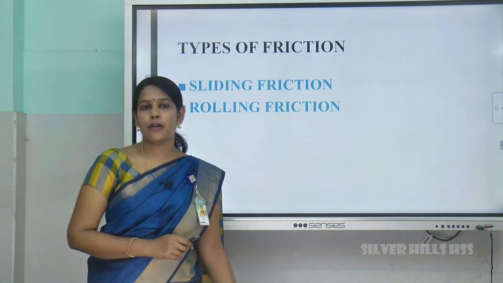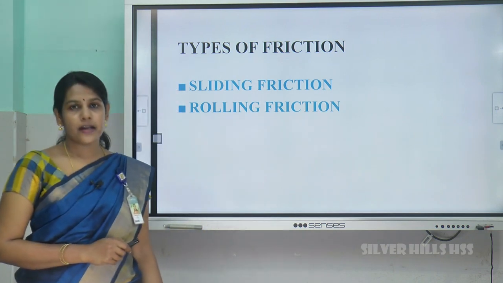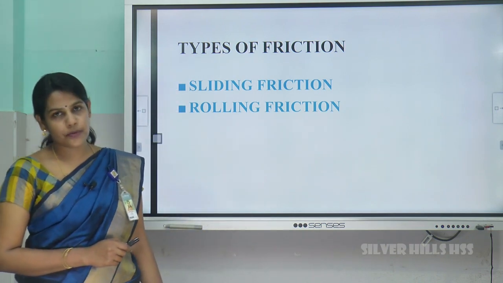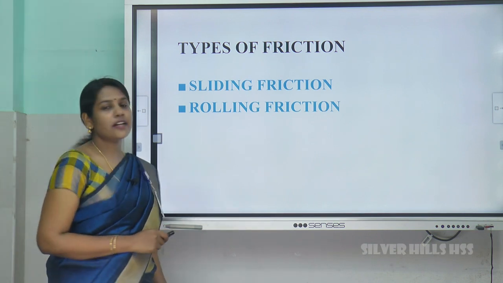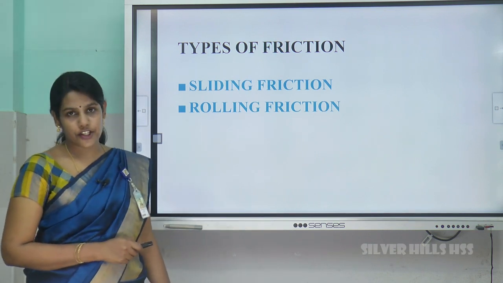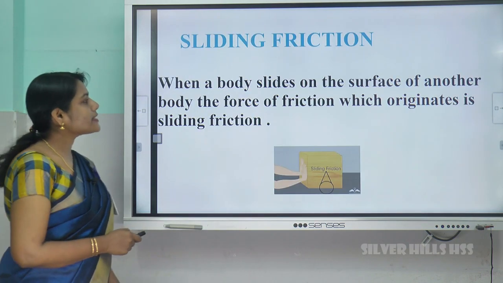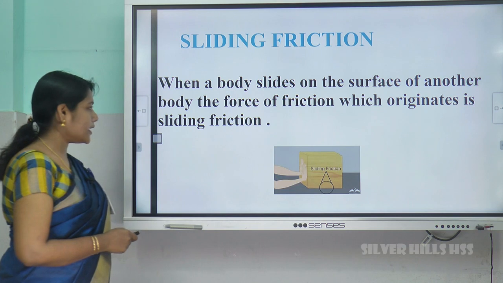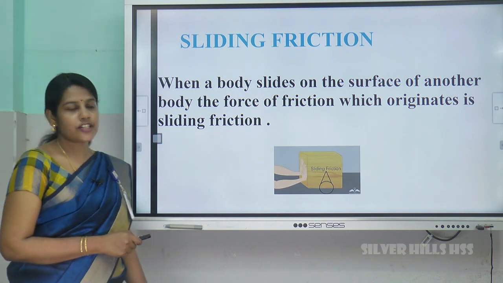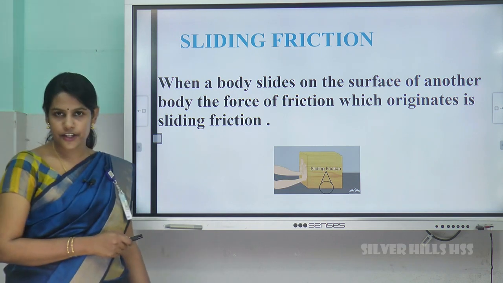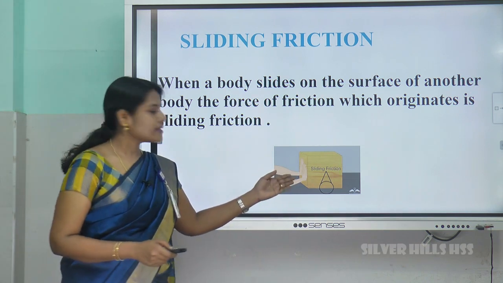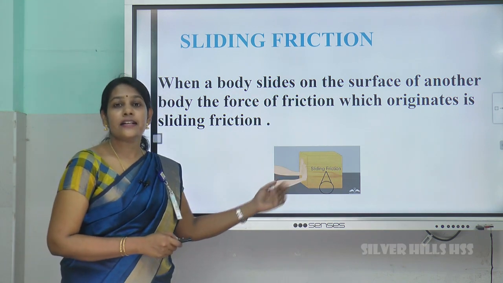Now let us discuss types of frictional force. There are mainly two types of frictional force. One is sliding friction and the other one is rolling friction. Sliding friction: when a body slides on the surface of another body, the force of friction which originates is sliding friction. See this picture. Here the force of friction is sliding friction.